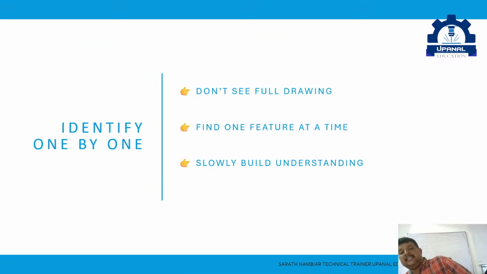Now here is a trick. Don't try to understand everything at once. Just pick one feature, maybe a hole or one step. Focus only on that. Understand it properly. Then move to the next one. Slowly, piece by piece. This will build the full picture in your mind. This is how experienced people read drawings. They don't rush. They build understanding step by step.